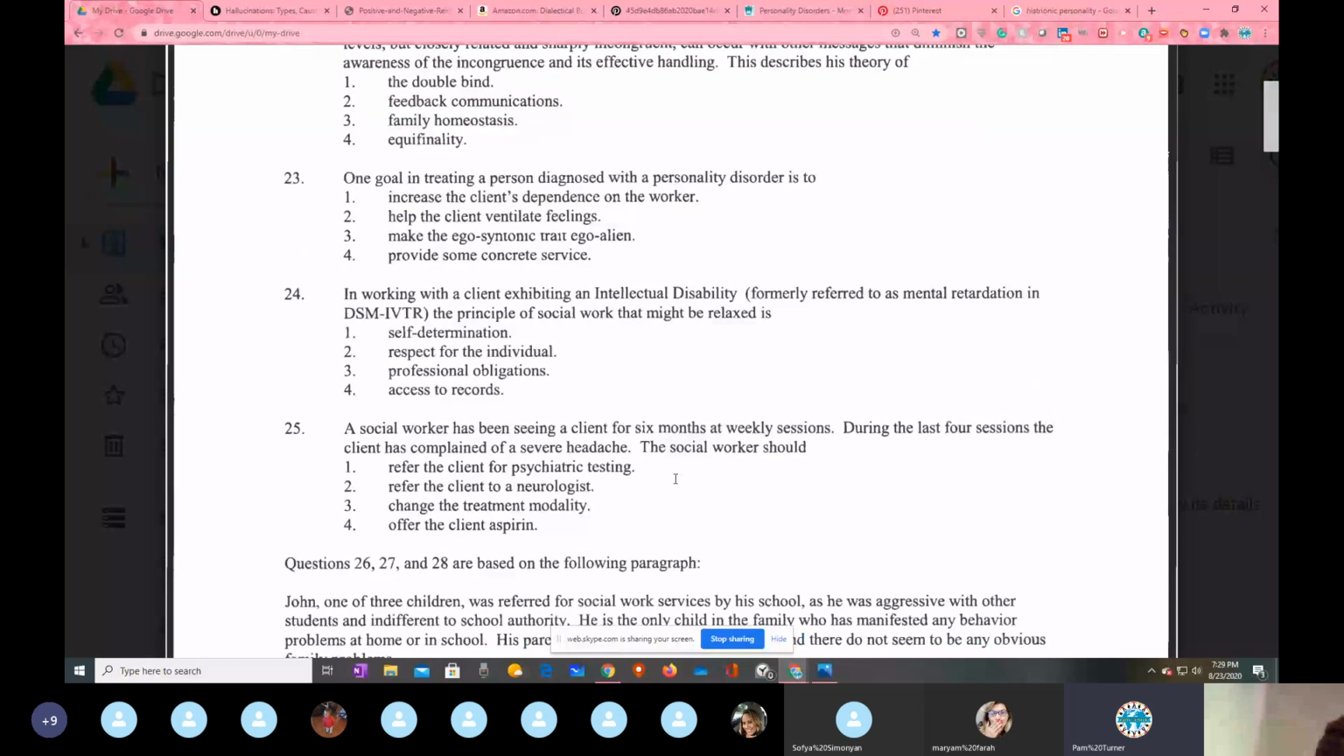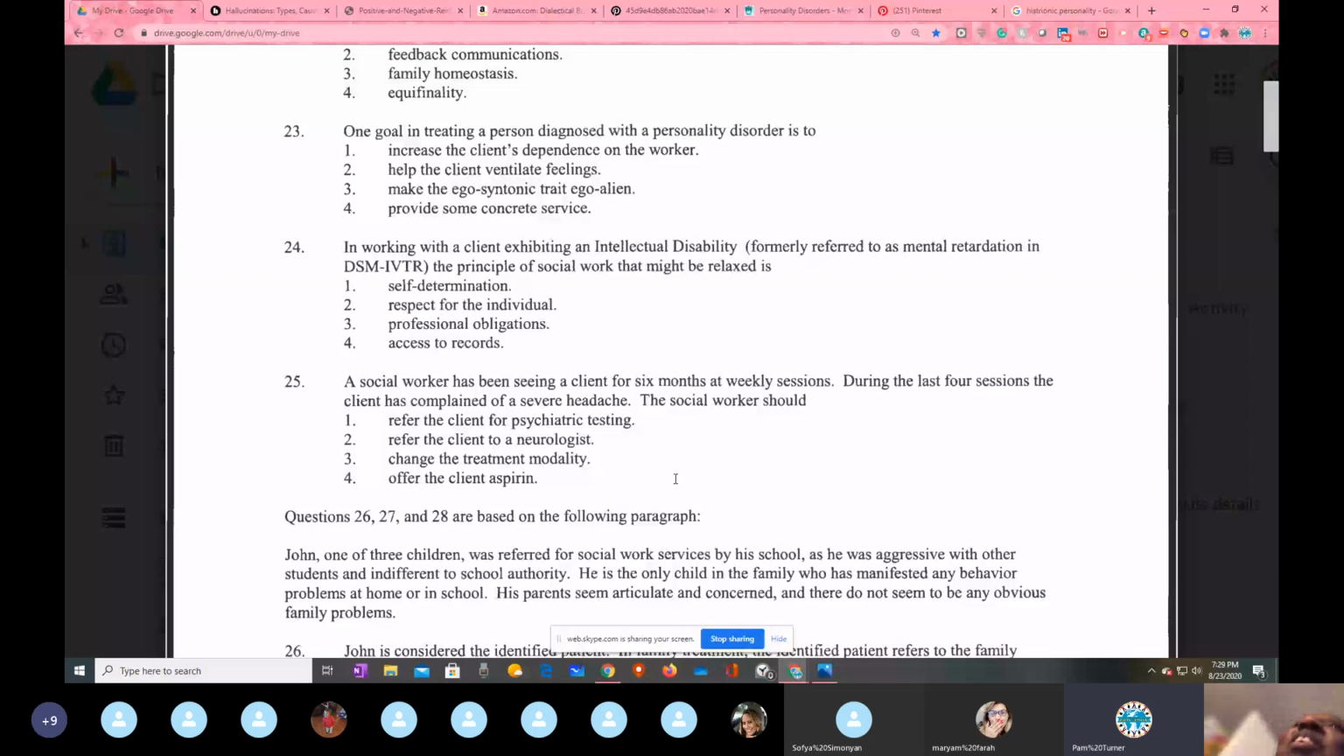Question 25 is a typical question. Again, we're looking at interventions. So we're not looking at our normal assess. These are my interventions. So look at 25.